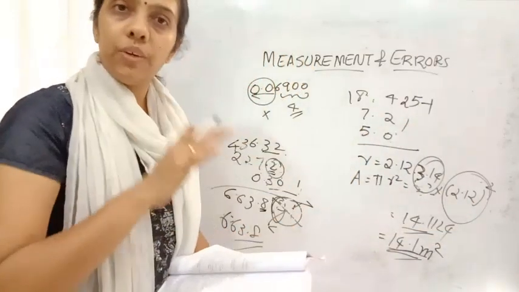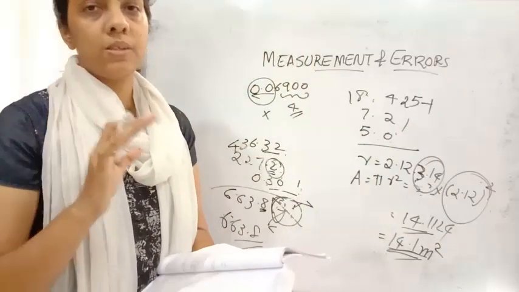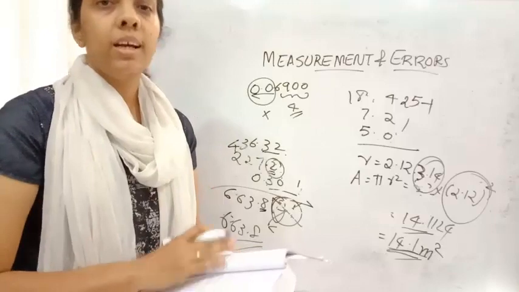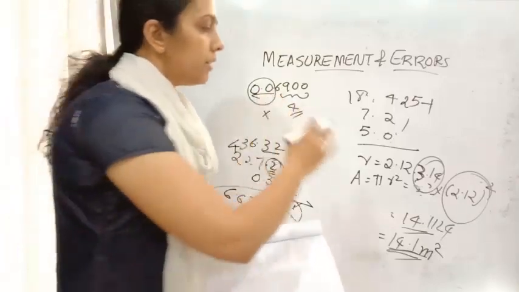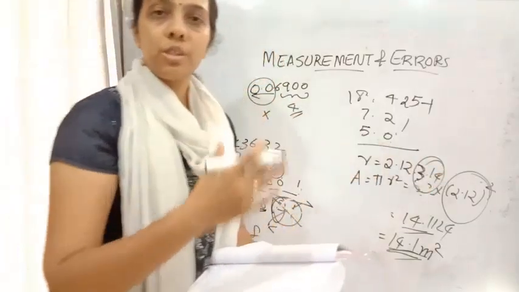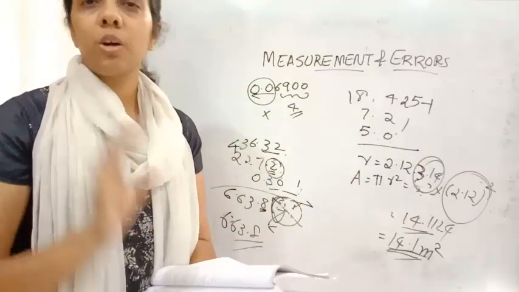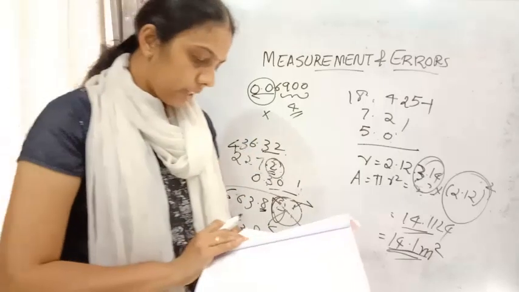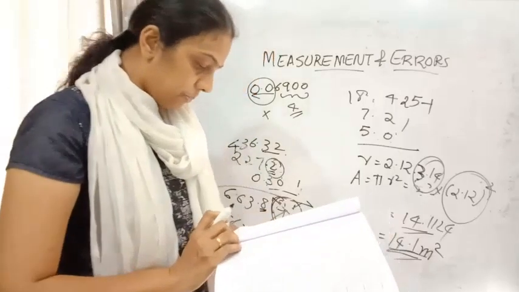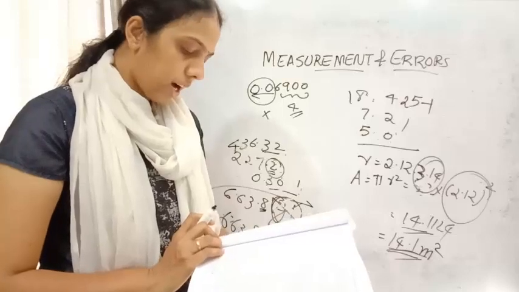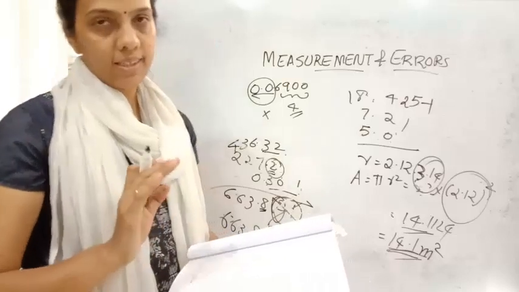They need to know whether you know about the significant figures and rounding off. That only they will be checking here. So the mathematical calculation is not important, because better than that, you should go through the significant figures and rounding off in these cases. Okay, clear?